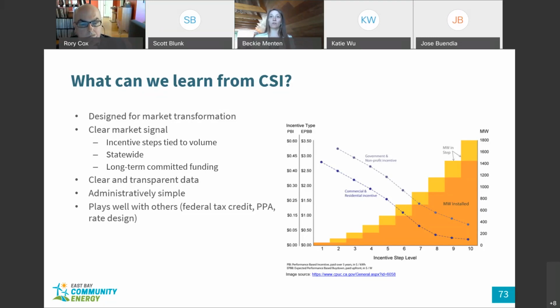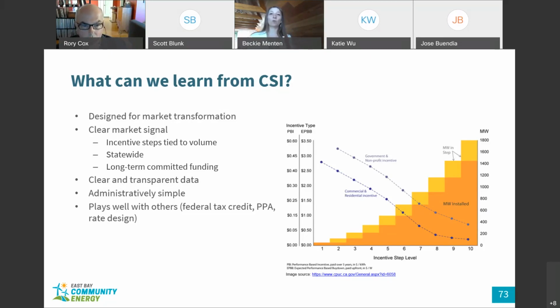It was predictable. Incentives were tied to a volumetric step-down, and there was clear and transparent data available to help communicate to industry and homeowners alike when those steps were expected so that people could plan around it. The program was statewide. It offered a very consistent framework across the state that helped resolve some of the issues from different program design from region to region.